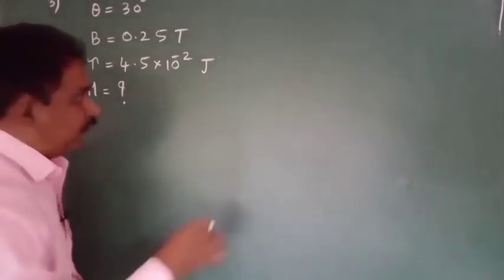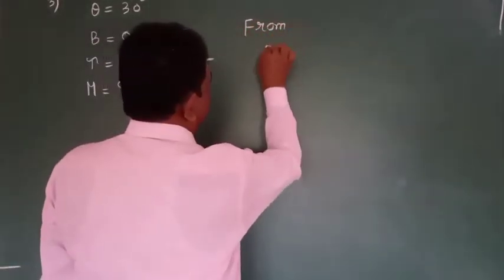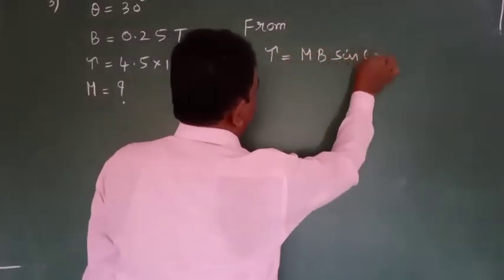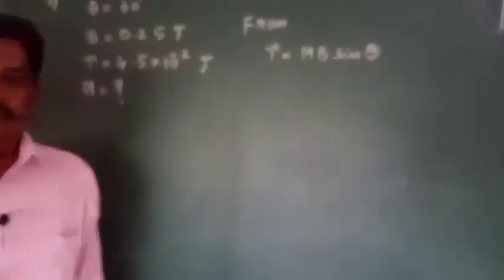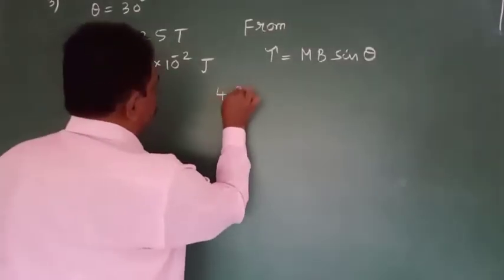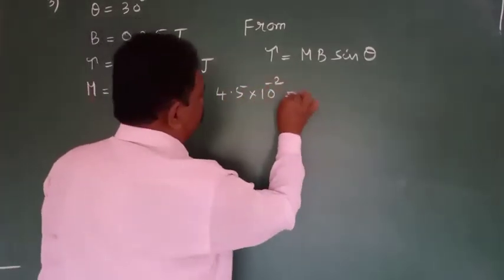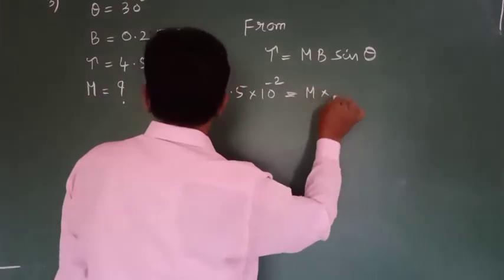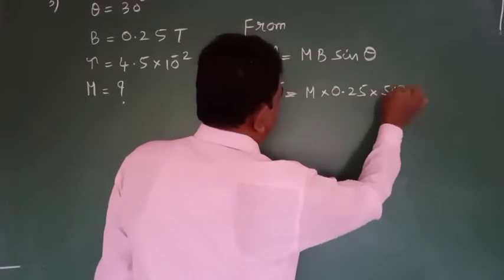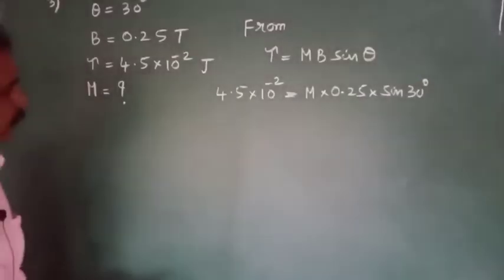So what is the formula here? We will use the torque acting on a magnet in a magnetic field. Tau is equal to mB sin theta. So here the tau value is 4.5 into 10 power minus 2. The M value we have to calculate. The B value will be 0.25. This value will be sin 30 degrees. So how much will we get?